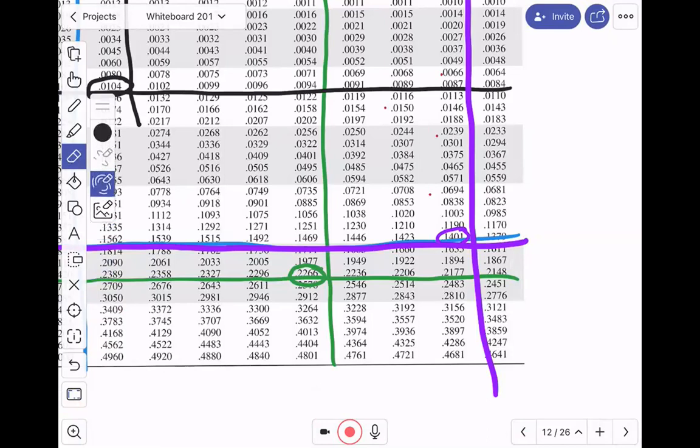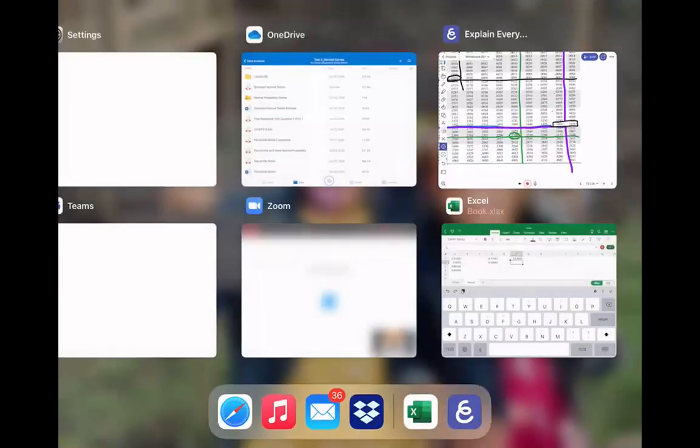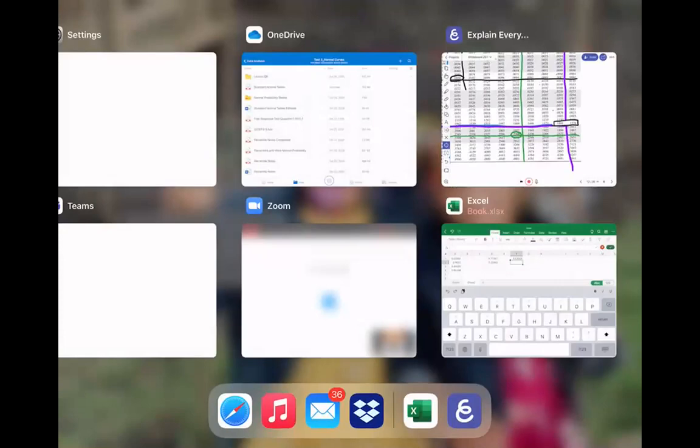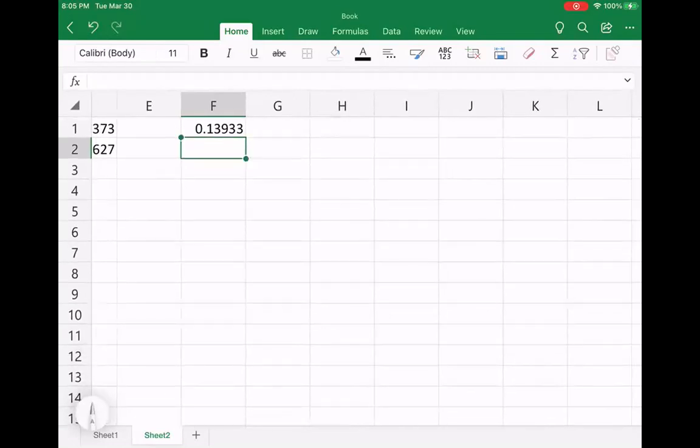So we should actually be between what two values? If we did the true z-score, which was negative 1.083, it would put us in between these two values. If you go back to Excel, Excel puts us at 0.13933, which is between those two values. Excel is a lot more accurate because it can actually calculate the extra value.